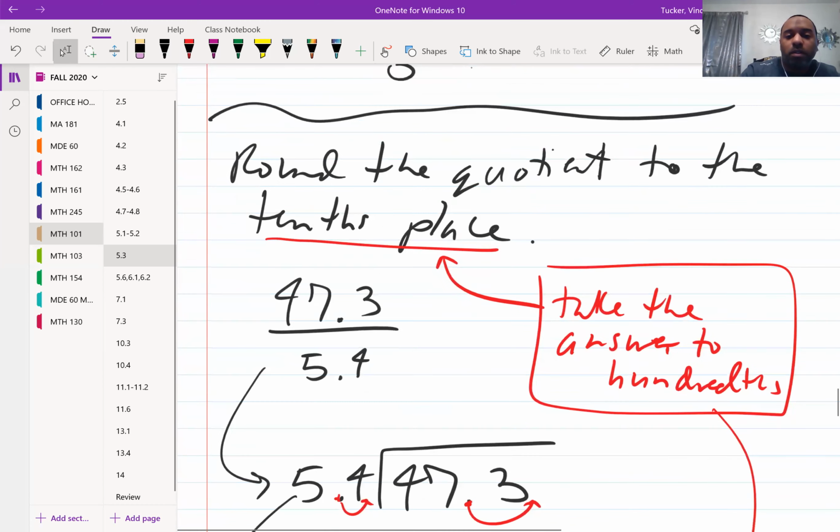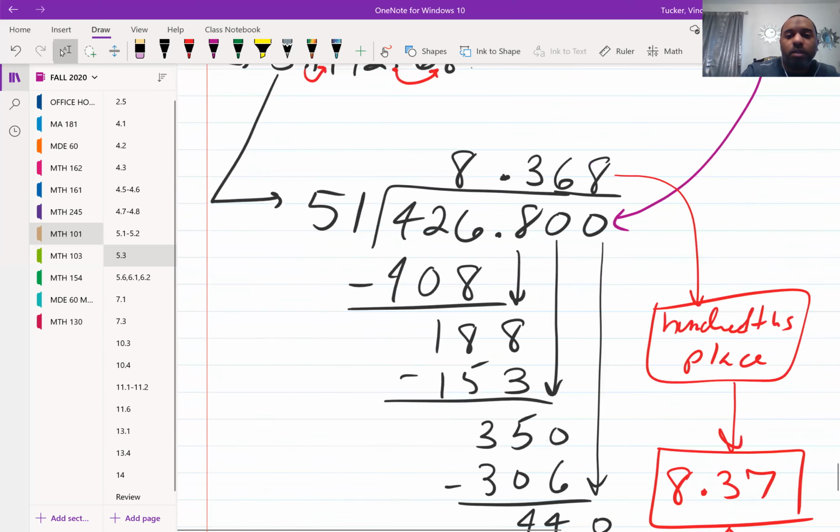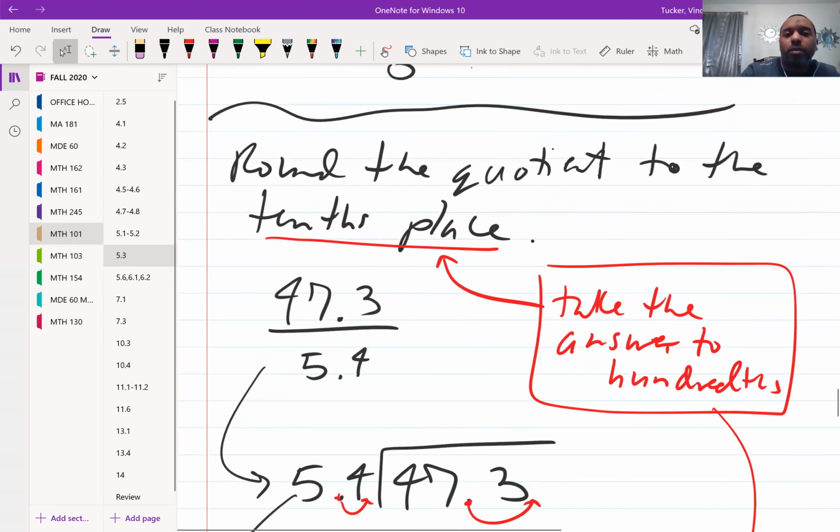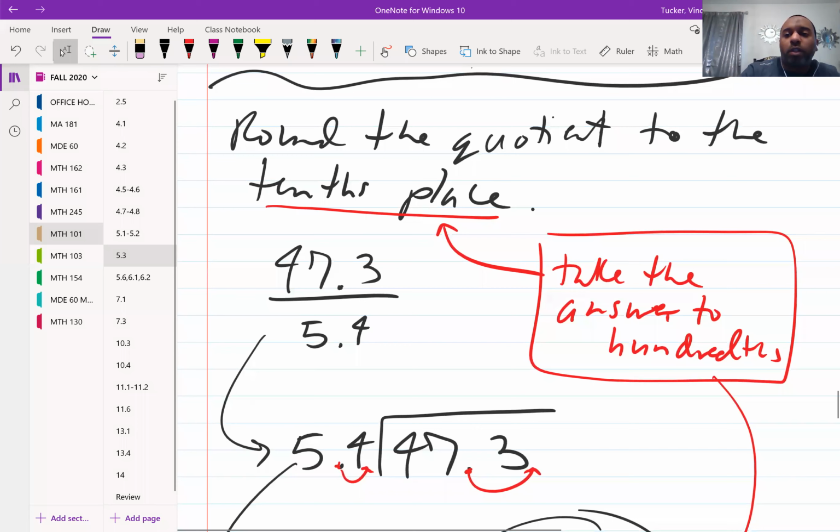All right, let's see what the next part is. We've got a few minutes, so we can finish this off. We want to round the quotient to the nearest tenth place. Here's a problem wherein it's probably going to be a run-on decimal, and they're telling us to round to the tenth place. If we're going to round to the tenth place, that means we need to take our answer to the hundredth place, because remember, if we're going to round, we need the value to the right of that.